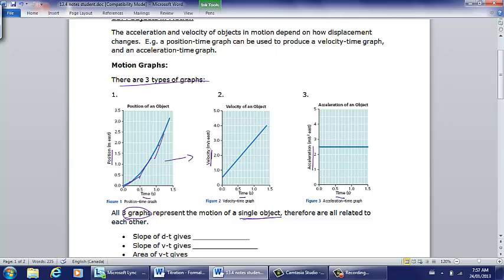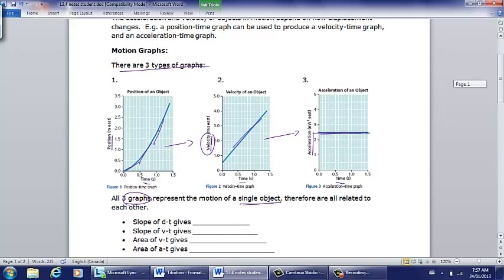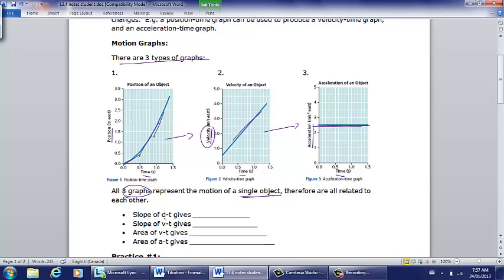You know that the slope of a velocity time graph is acceleration. This has a constant slope. This line has a constant slope the whole time. So you can find that value. It means it has a constant acceleration. So to summarize, the slope of a position time graph gives velocity, and the slope of a velocity time graph gives acceleration.